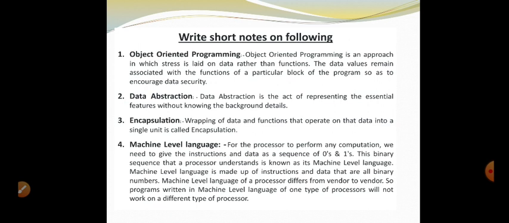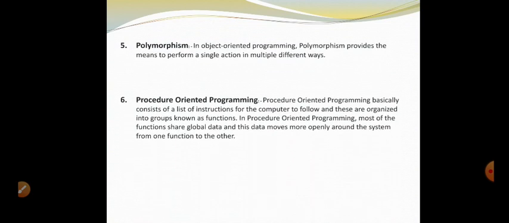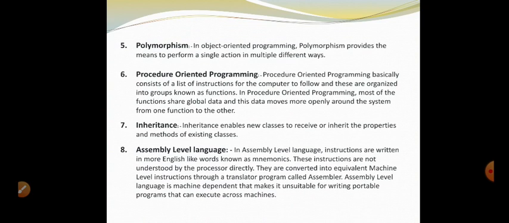Some more definitions or some more words you have to keep in mind. Polymorphism. What is polymorphism? In object oriented programming, polymorphism provides the means to perform a single action in multiple different ways, and in this you can give examples.